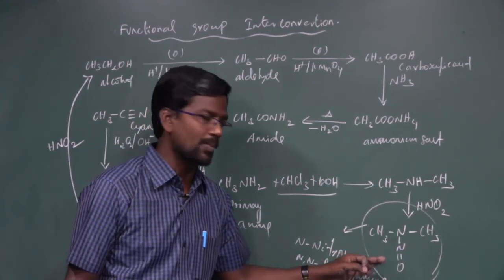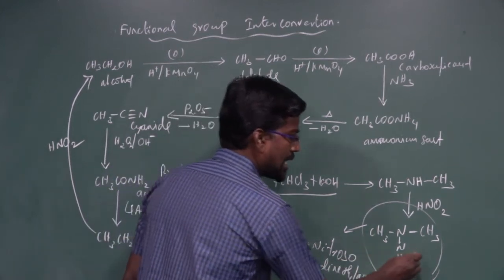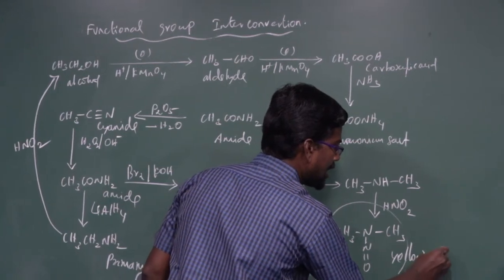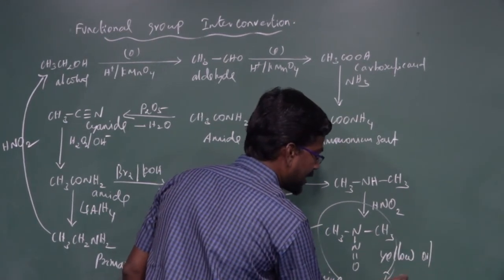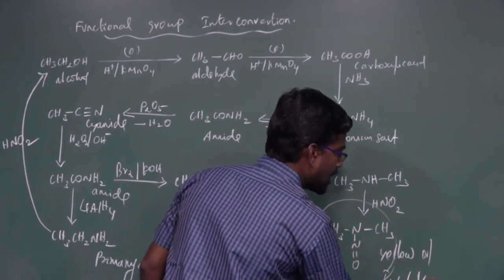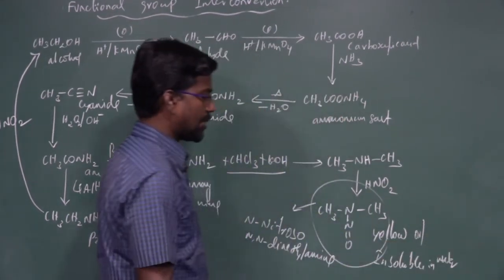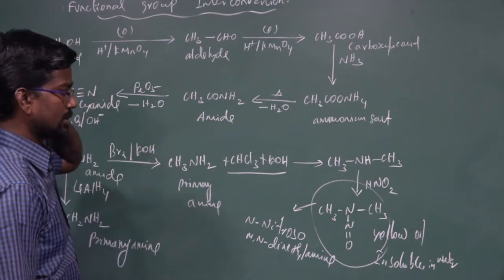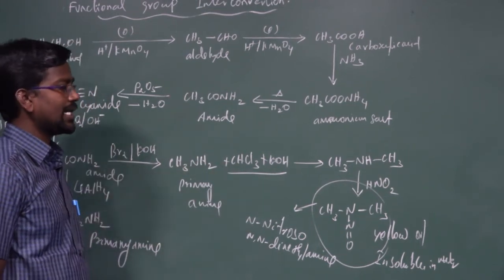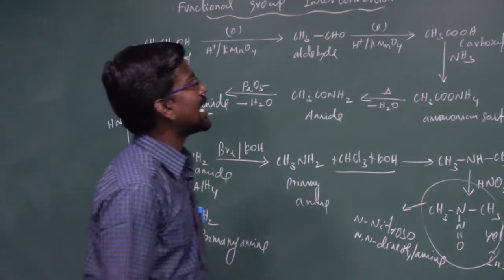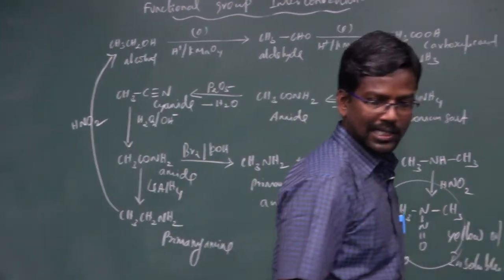Yellow oil, insoluble in water. These compounds are yellow colored oil, insoluble in water. These reactions are all what? Functional group interconversion.